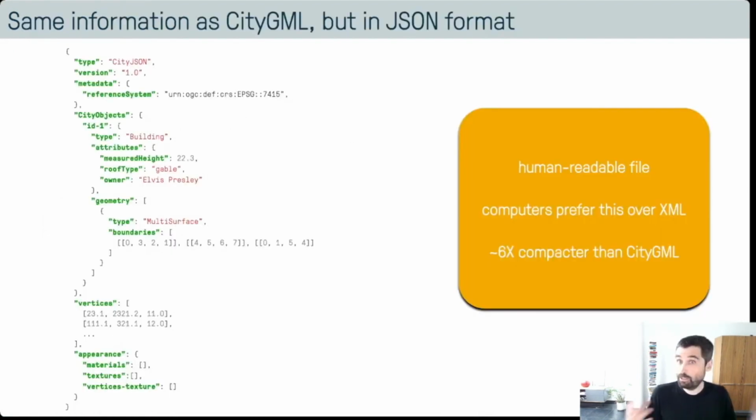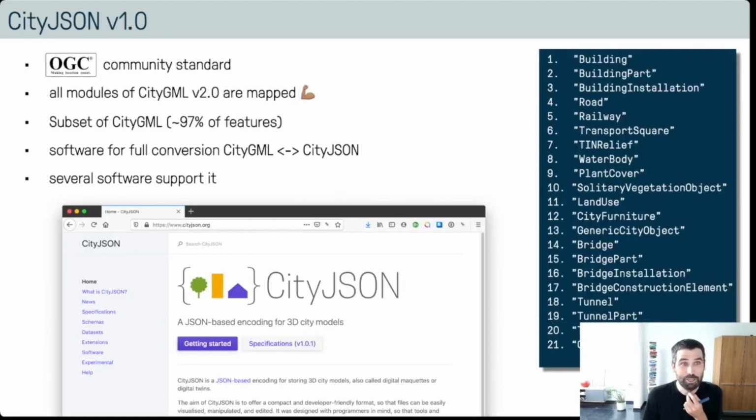CityJSON is basically a JSON encoding of the CityGML data model, but instead of using XML, GML, we use JSON. It's a human readable file. Computers will prefer this over XML, and it's also six times more compact than CityGML. So we started 3 years ago slowly. We tested it in all the courses with all the students.